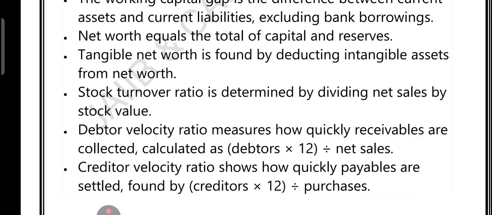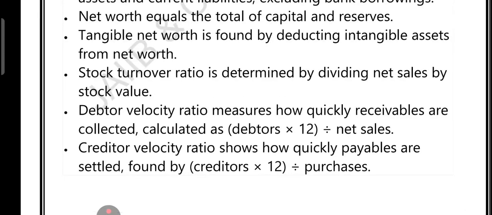Then some ratios that you must know. First is the stock turnover ratio, which is net sale divided by stock. How to find the stock turnover ratio? In the numerator you write the net sale, in the denominator you write the stock value. So it tells us how quickly inventory is sold, right? That is called stock turnover. What is the net sale? How much you have sold, and in the denominator you write the stock. So per unit stock net sale, that is called stock turnover ratio.